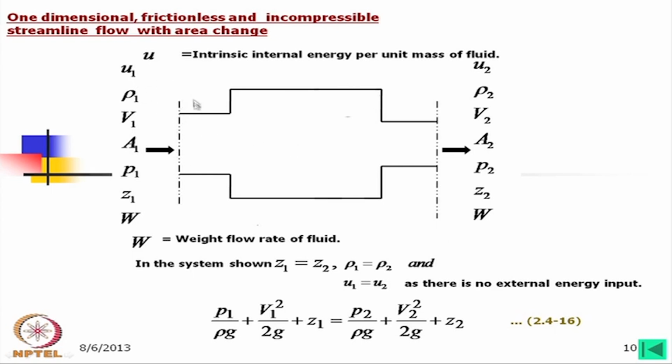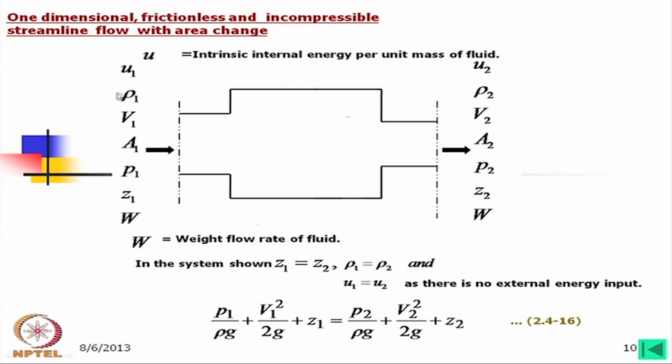Let us consider at the inlet, U1 is the intrinsic internal energy per unit mass of fluid. Now, this is a little difficult to grasp, because inside the fluid the intrinsic internal energy may change while it is flowing from one side to the other, due to addition of some external energy or energy going out from the inside of the conduit or the control volume.